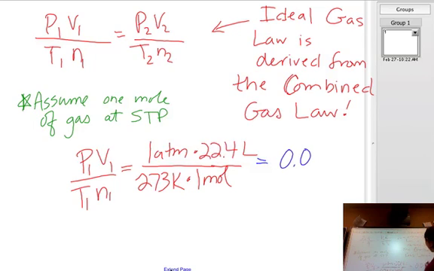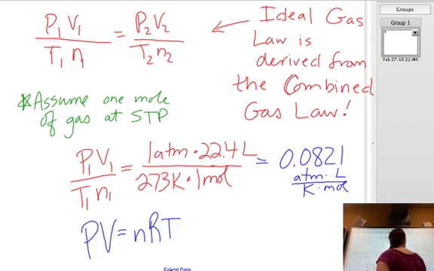0.082. 0.0821. Now, our number, this ends up being our constant. We've just figured out what our constant is, but what are the units on this constant? Divided by Kelvin and moles. Yeah, so this is where it might get a little hairy. Our constant in the equation that we're going to use is atmosphere liters per Kelvin moles.